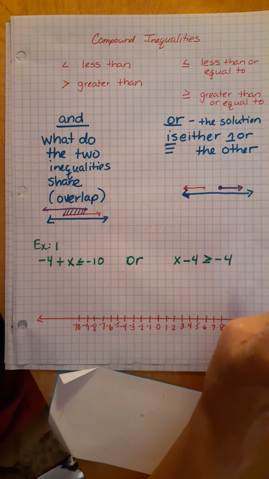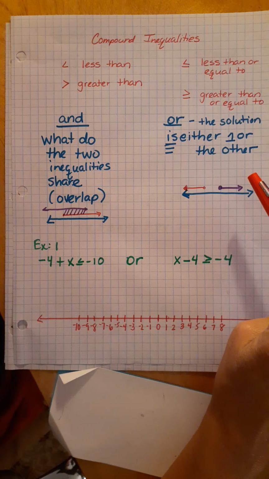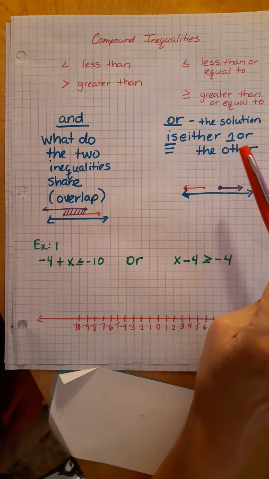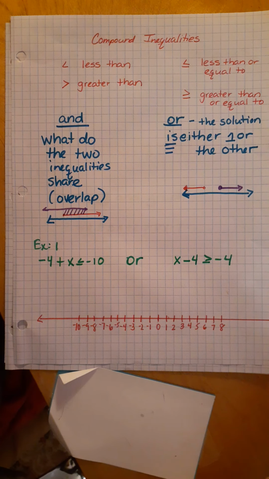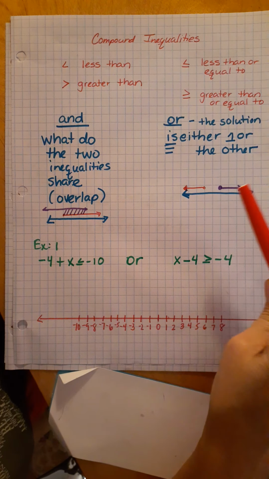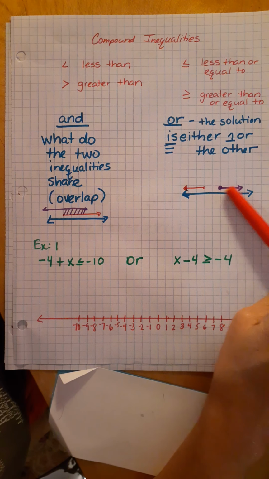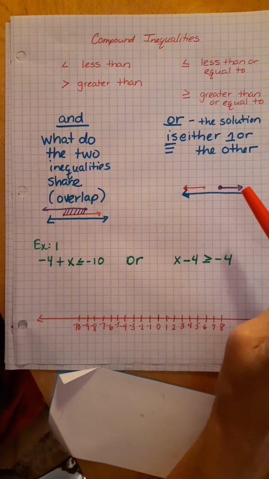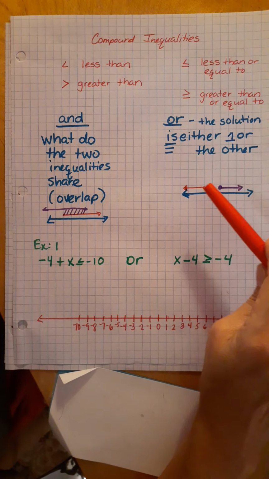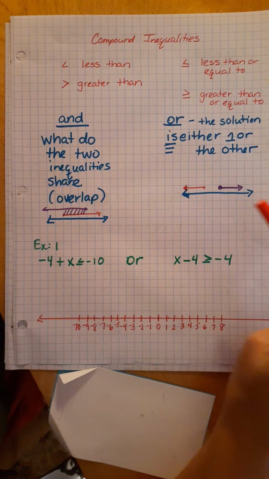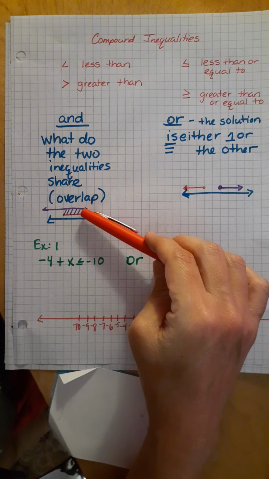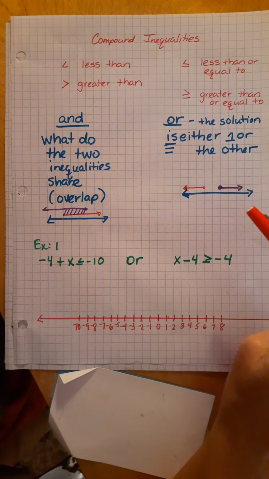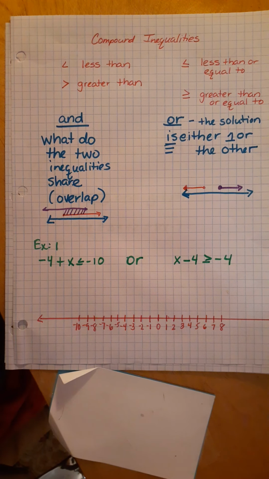And if we see the word or between two inequalities, it means the answer could be in one or the answer could be in the other. They usually look like two arrows going in opposite directions, and your answers work if they're here and your answers work if they're there. They could work in one inequality or the other, or both. It doesn't have to be both. The and has to be the solutions that work in both. The or can just be the solution that works in one of the two inequalities, not both, but just one of the two.